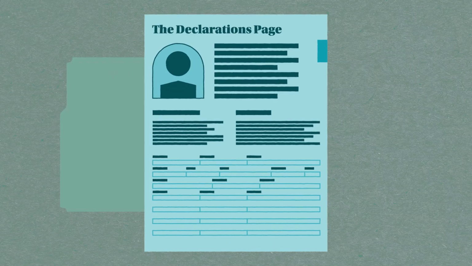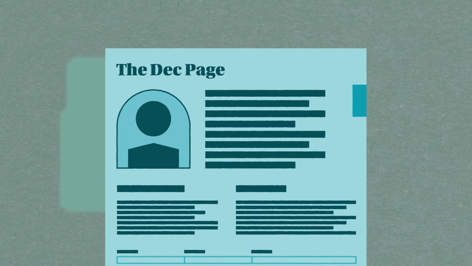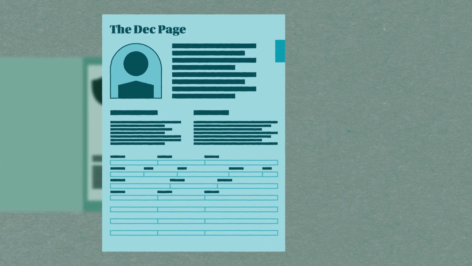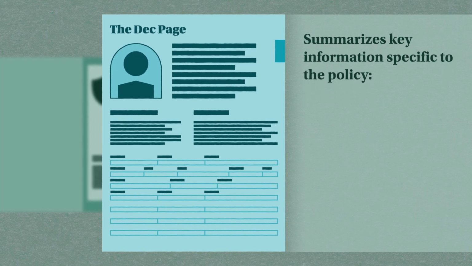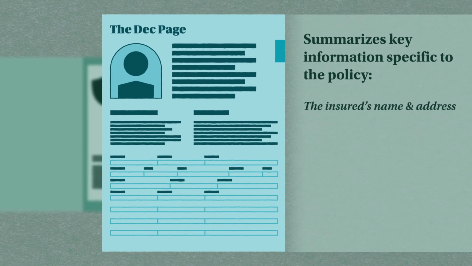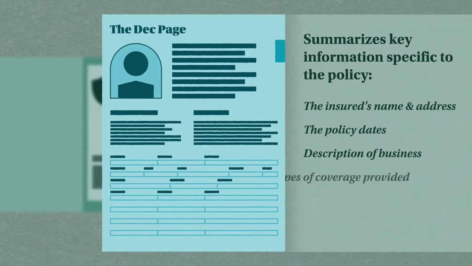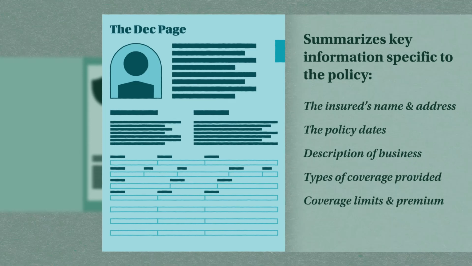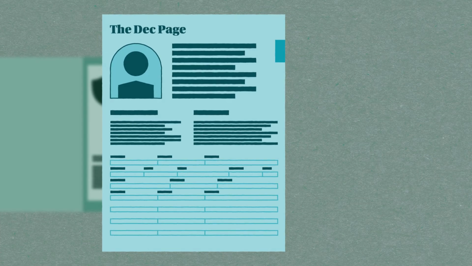The Declarations page. The Declarations page, also called a deck page, is typically the first page or pages of an insurance policy. It summarizes key information specific to the policy. This information may include the insured's name and address, the policy dates, a brief description of the business, the types of coverage being provided, associated coverage limits and premium details, and the forms applicable to the policy.